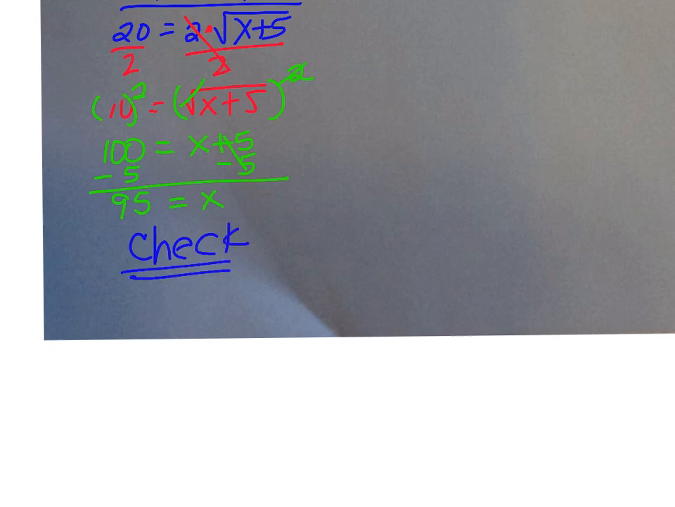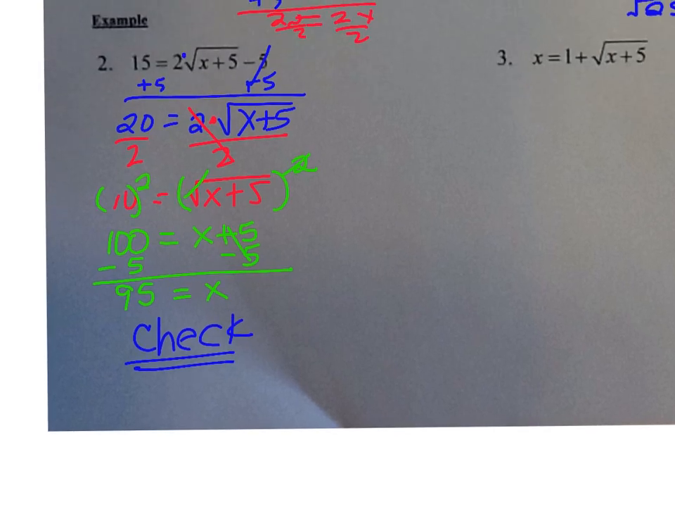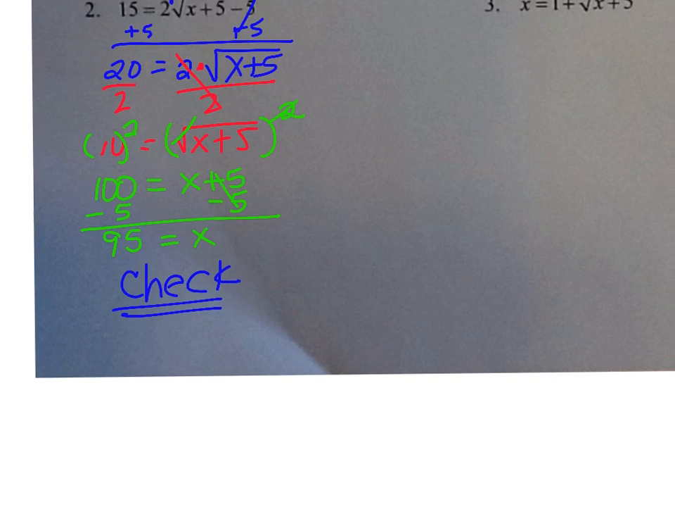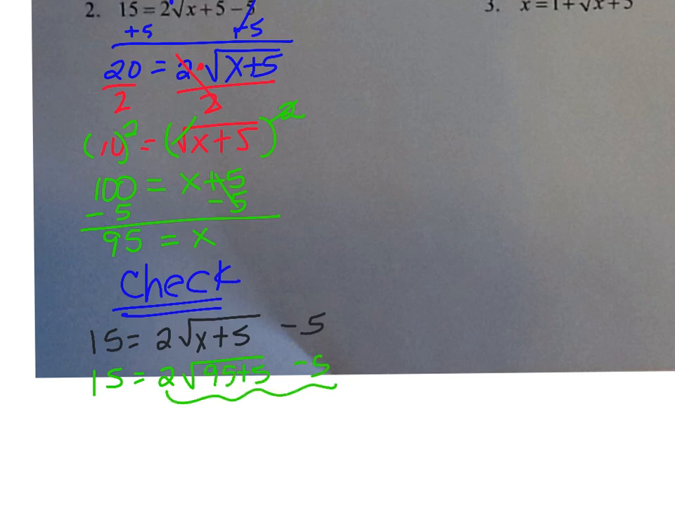Write down the original problem, which is 15 equals 2 times the square root of x plus 5, minus 5 on the outside. All right, we're plugging in 95. 15 equals 2 times the square root of 95 plus 5, minus 5. And yes, you could actually plug this into the calculator.